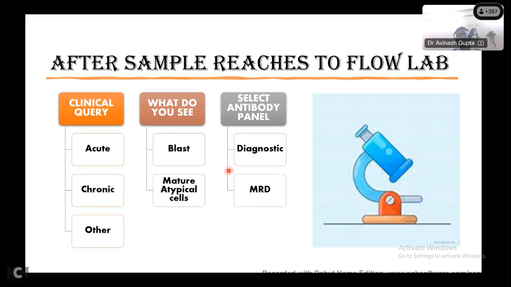Then what you see under the microscope. Suppose the clinician raises a suspicion of a chronic neoplasm, but you are seeing blasts, because it will decide your panel, what panel you are going to put. It's like histopathology, where you decide what antibodies you are going to put for further workup. So you have to choose your antibody panel accordingly, based on what you are seeing under the microscope and what the clinical query is. Simultaneously, whether it is an already treated case or a diagnostic one will help you put your panel and go for the further analysis.